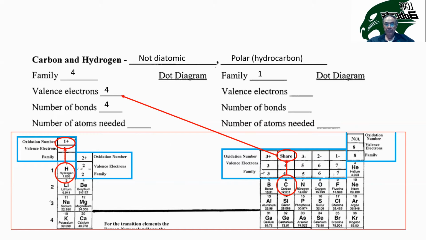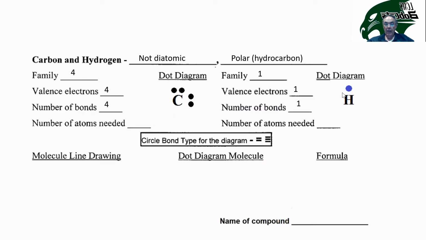Okay. Hydrogen is in family 1. It has 1 valence electron. It has an oxidation number of 1, so it needs to make 1 bond. So we're going to put the carbon with its dot diagram with 4 dots. The hydrogen's dot diagram has 1 dot. Okay. Now, when we think about these number of bonds, first off, we want to circle the smallest number. So when we look at the diagram in the notes, we're only going to be using single bonds.